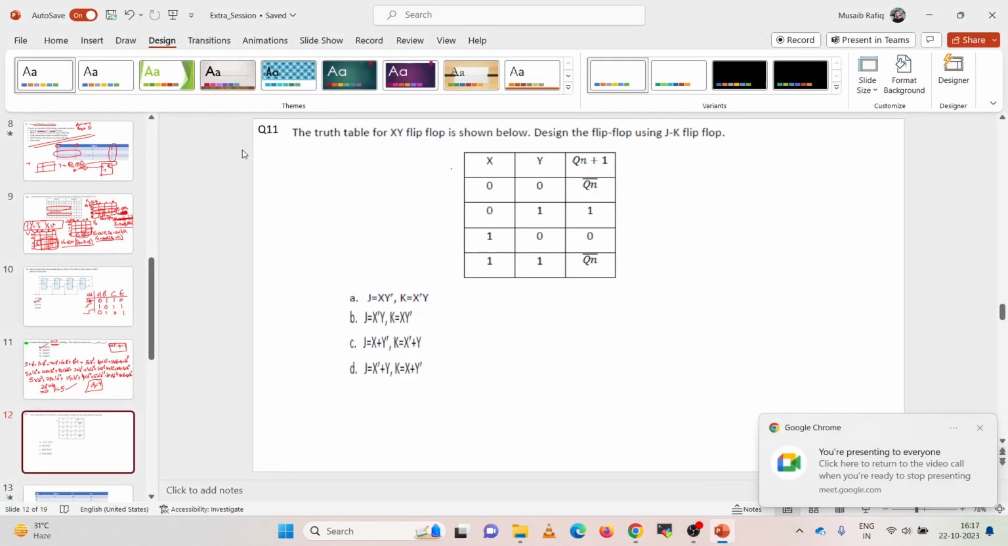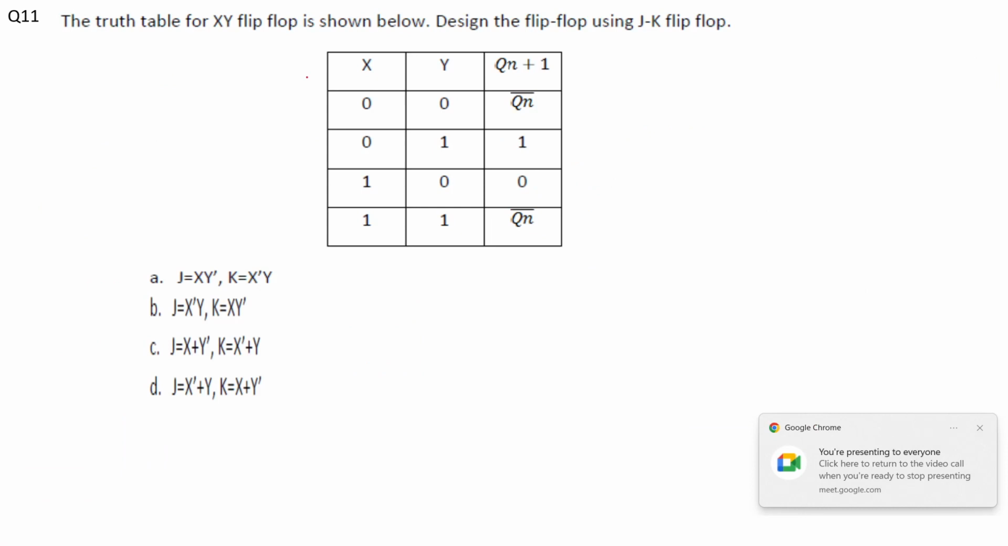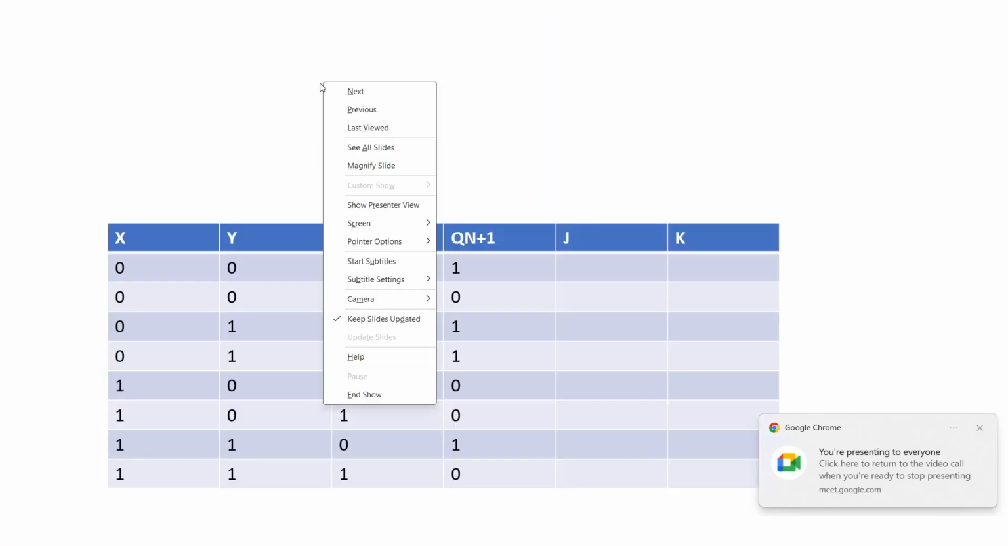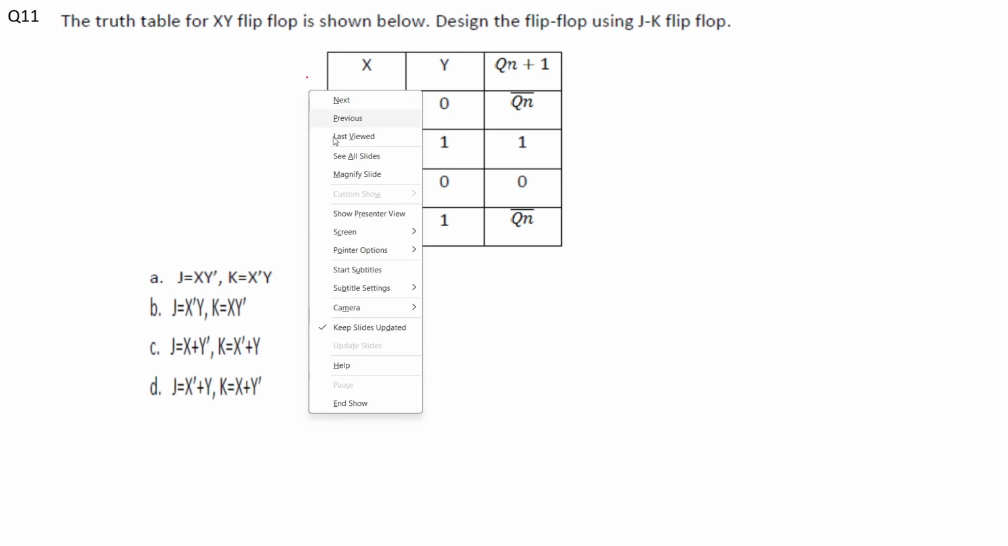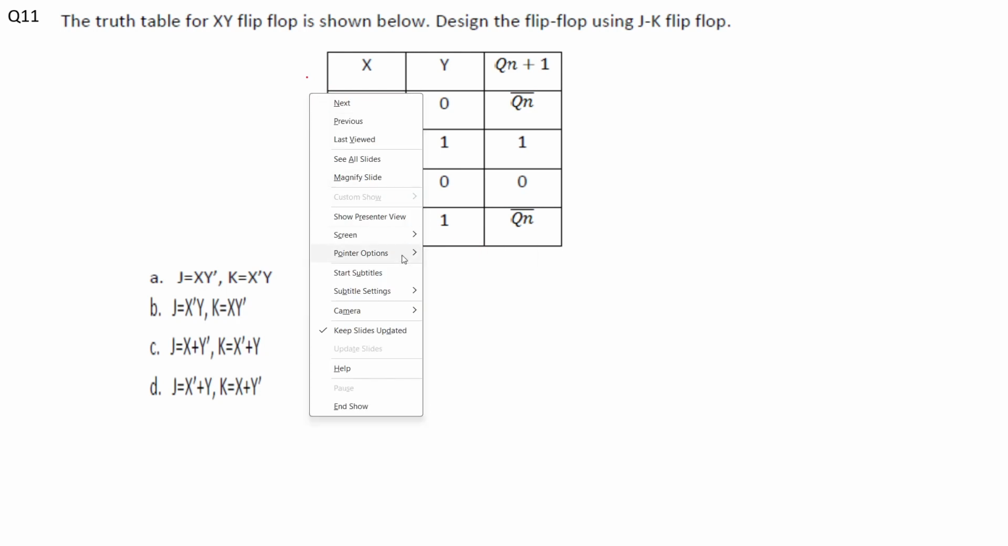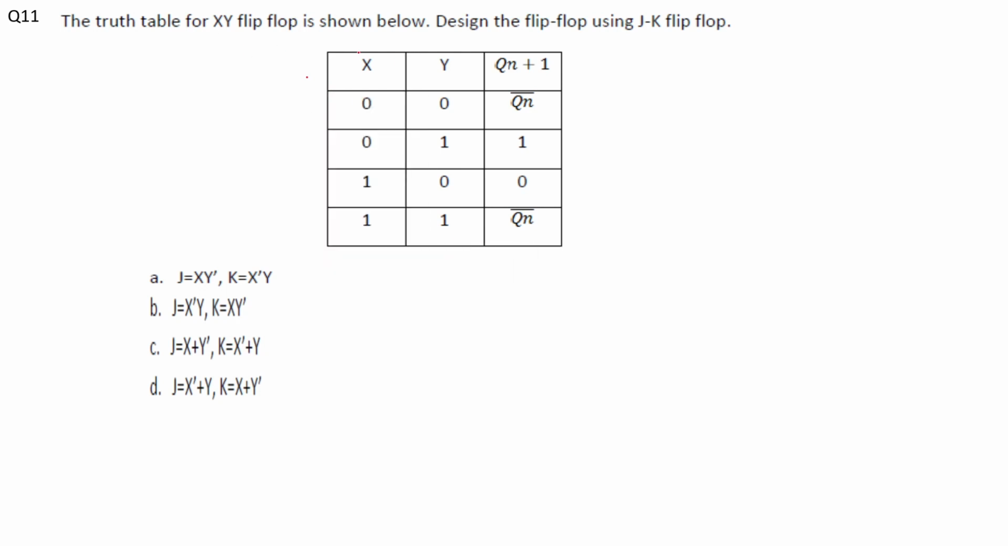So let me just show the solution. We are given the truth table of this XY flip-flop, and we need to design it using a JK flip-flop. So the first step is to find the available flip-flop, that is JK, and the required flip-flop, that is this XY. Then you need to write the characteristic equation of the XY flip-flop.